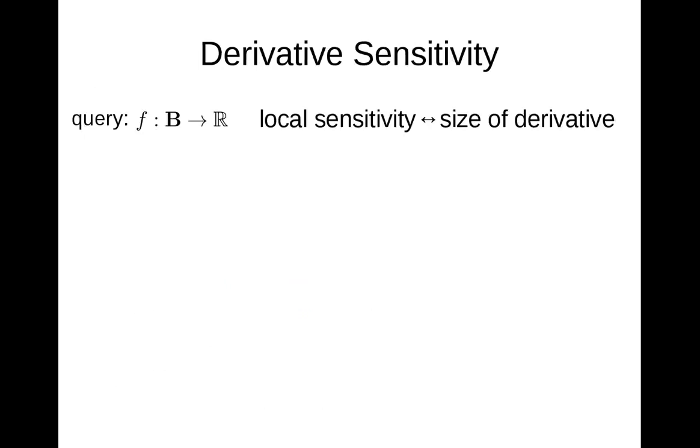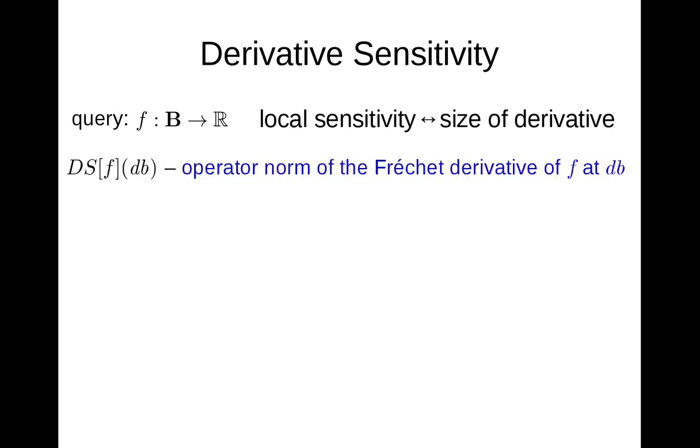As we said, the local sensitivity is rather similar to derivative, or actually to the size of the derivative. So we define a version of local sensitivity which we call derivative sensitivity, and it is actually defined in a very simple way. The derivative sensitivity of a query f at a certain point db, where db is an element of this Banach space B, is the operator norm of the Frechet derivative of f at this point db. Now, in this expression, there are several words which need some further explanation.